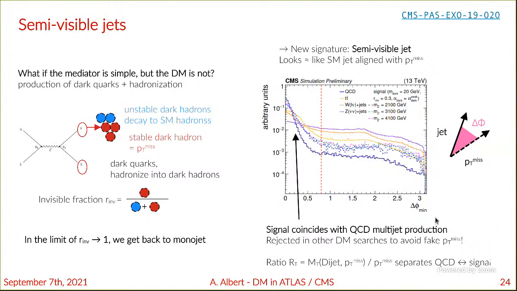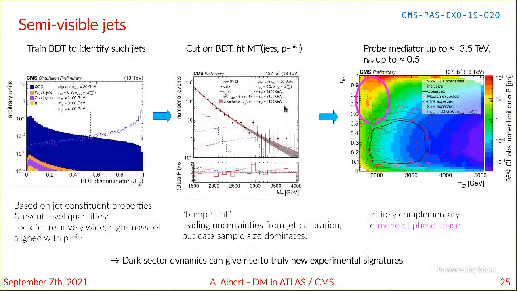And then if you look at this distribution, you see that the signal in the dashed lines really does look like QCD. So that's exactly what we're trying to get rid of in monojet. You can get around this by looking closer at the substructure of the jet. Because some of the radiation is now invisible, the mass of the jet changes relative to the standard model jets, and also its radiation pattern, its width, changes. And you can use machine learning to classify this very efficiently.